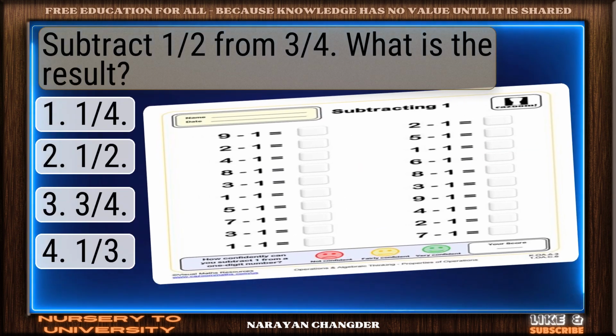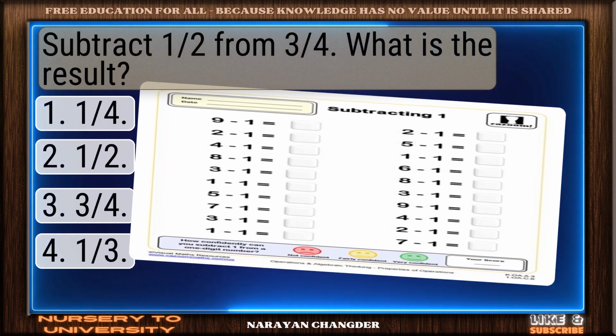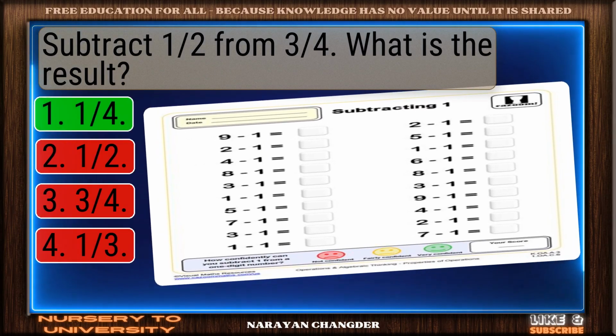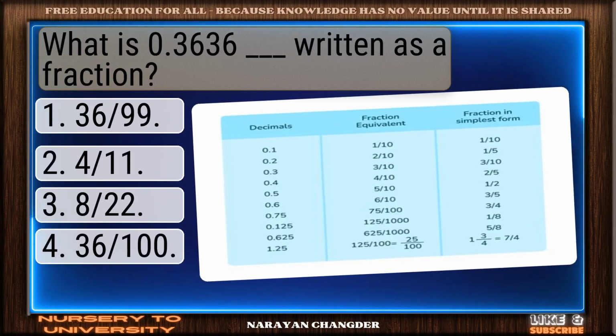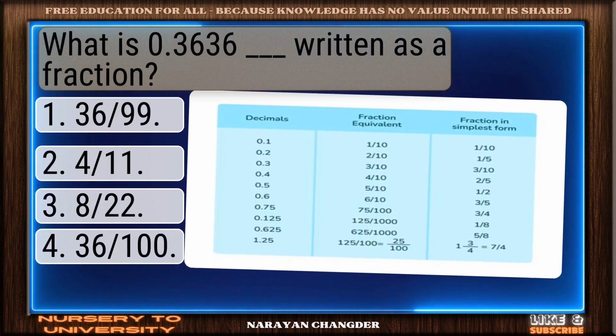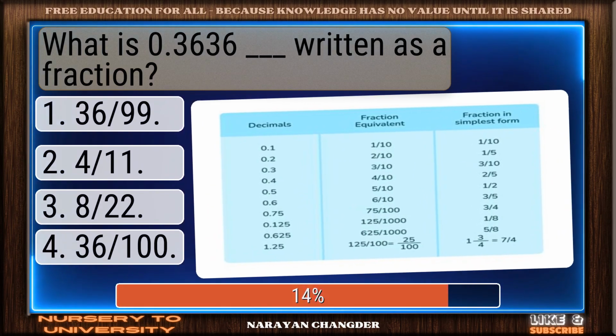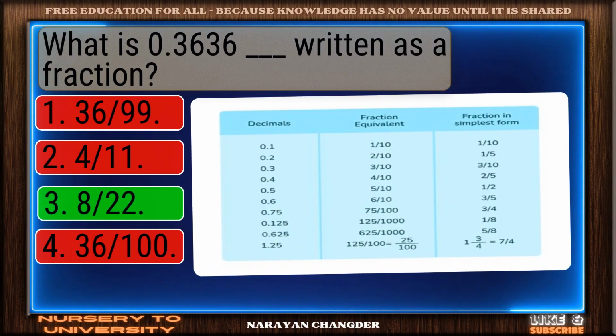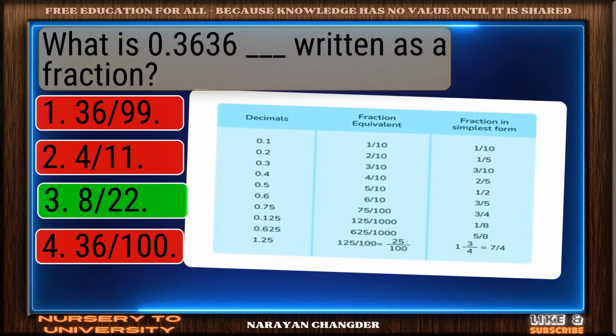Question number 9. Subtract 1/2 from 3/4. What is the result? Correct. 1/4 is the right answer. Question number 10. What is 0.3636 written as a fraction? Good job. Your answer 8/22 works well here.